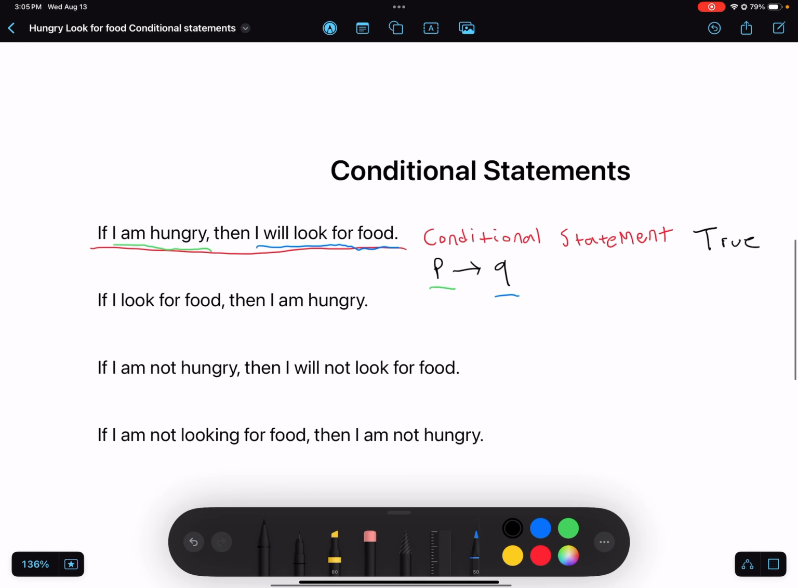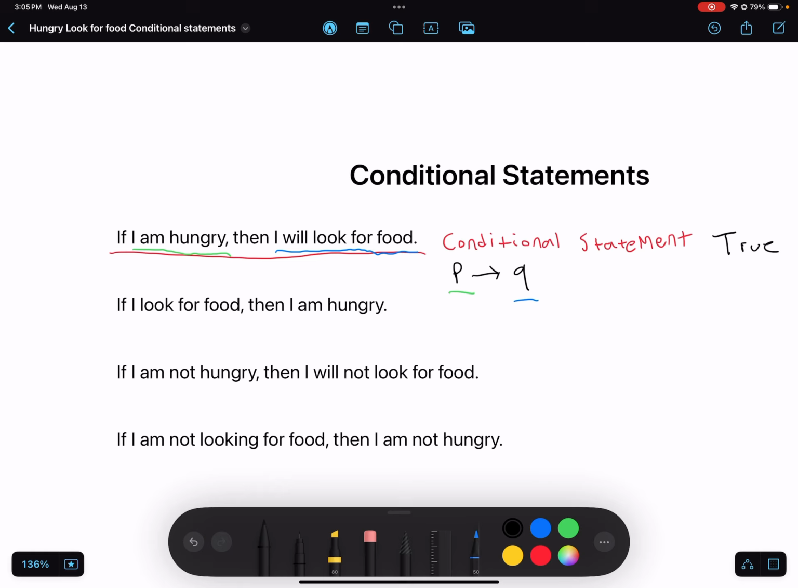Okay, so here we have our second statement. If I look for food, then I'm hungry. So as you can see, this is the reverse of the first statement, and we call this a converse statement. And all this is literally just the reverse of the first statement. And as such, the symbolic notation for this statement is going to be Q to P. And again, our Q is the same as it was before, I look for food, and our P is again, I'm hungry. It's swapped, different order.